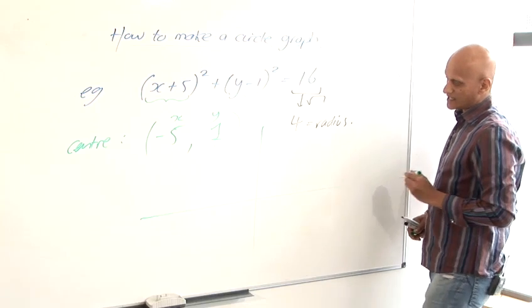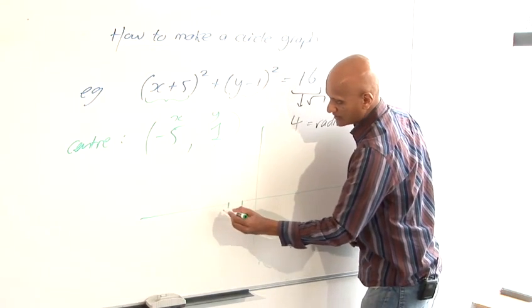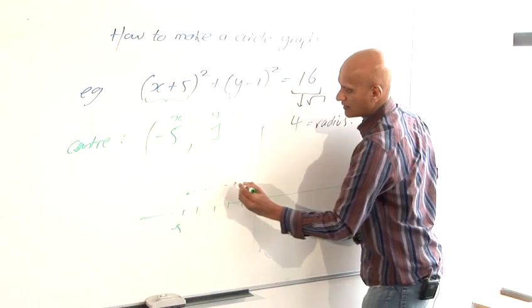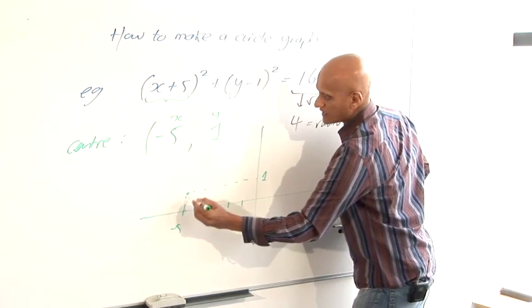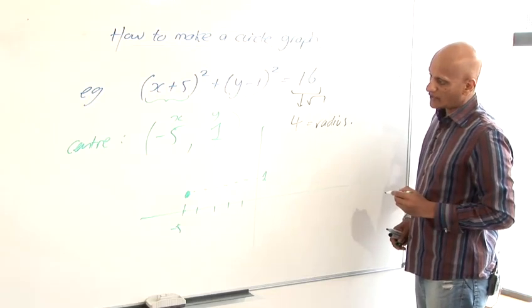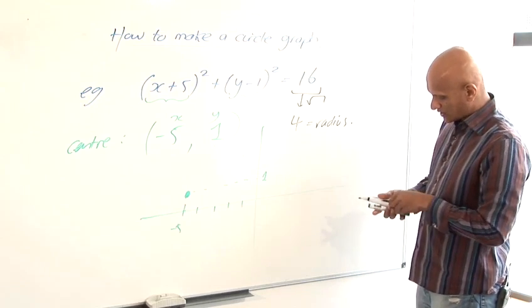I know the center is at minus 5, so 1, 2, 3, 4, 5 to the left, and a y coordinate of 1. So there's the center of my circle, and its radius is 4. So if I know its radius is 4, I can already plot a few points.